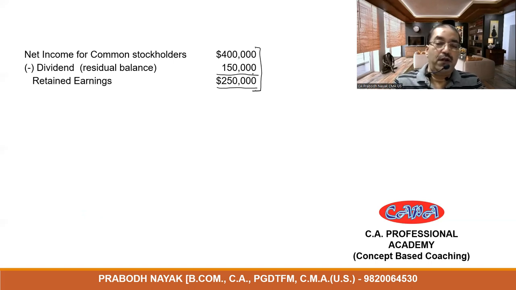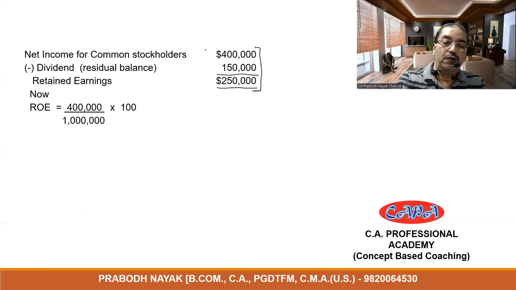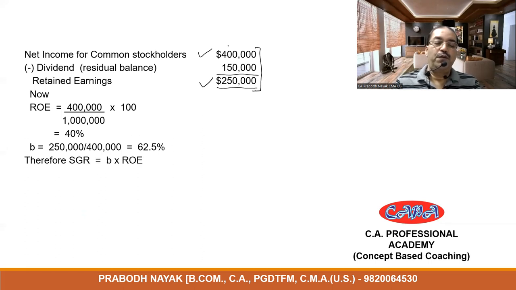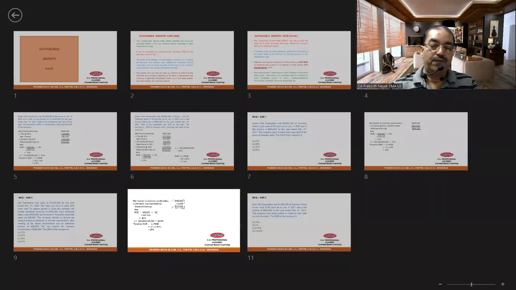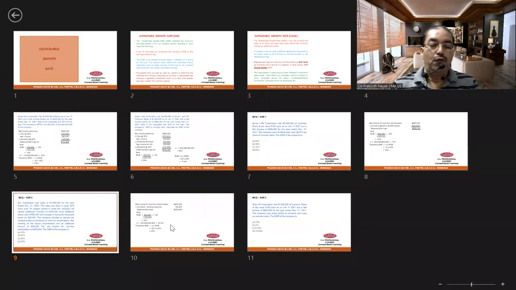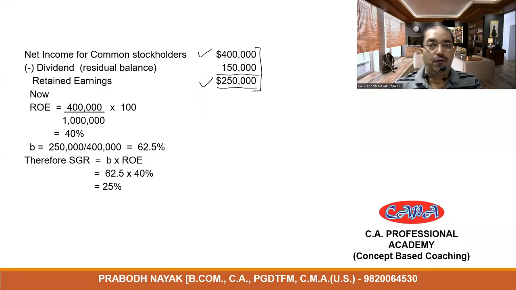So now, let us calculate return on equity. Return on equity: $400,000 net income earned divided by common stock, which I have given you as additional information, $1 million of common stock. So that comes to 40%. Of 400, 250 is retained, so 62.5%. SGR equals b into ROE, 62.5% into 40%. That comes to 25%. So your correct option is 25%. Clear? So, this is how we do the MCQs. This has to be done fast.